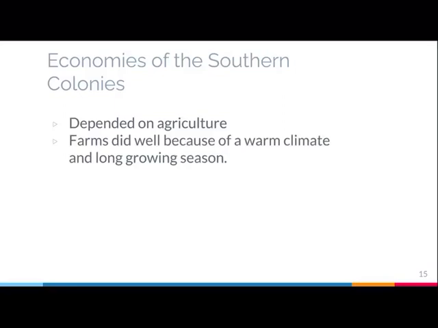Farmers did well because of a warm climate and long growing season. I mean, think about where we're talking: Georgia, South Carolina, North Carolina, Virginia, right here in the southeast, more towards the coast. And so we start seeing a little warmer climate. So we have three main cash crops, as in this is how they made their money. These three crops are how the South made their money: tobacco, rice, and indigo. Indigo is a plant they used to dye things with. It's like a purplish color, right?